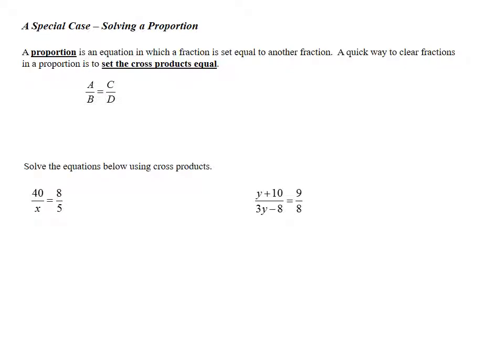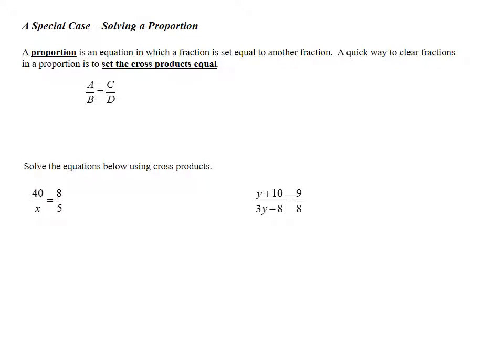There is a special case that you will sometimes see in rational equations, and that's when you have a proportion. A proportion is an equation in which you have a single fraction set equal to another single fraction. For instance, a over b equals c over d.